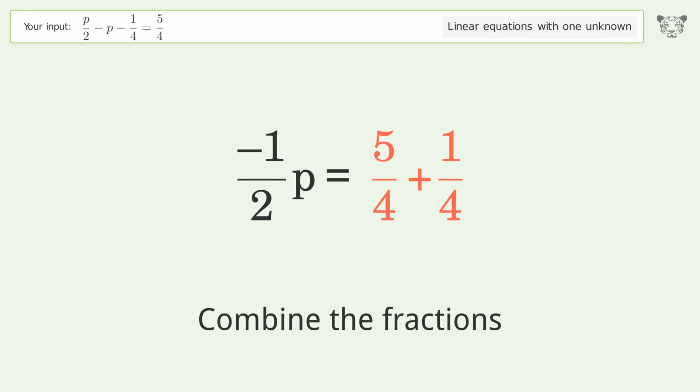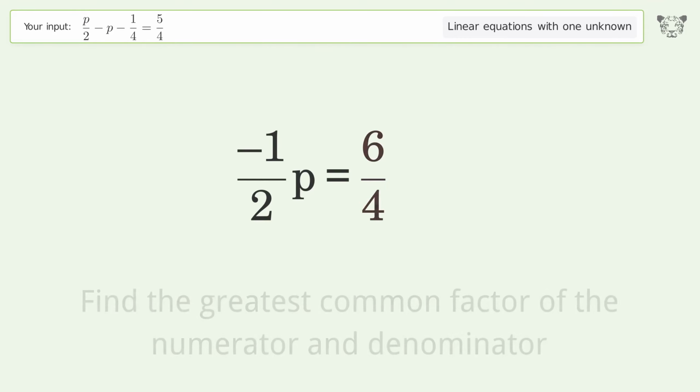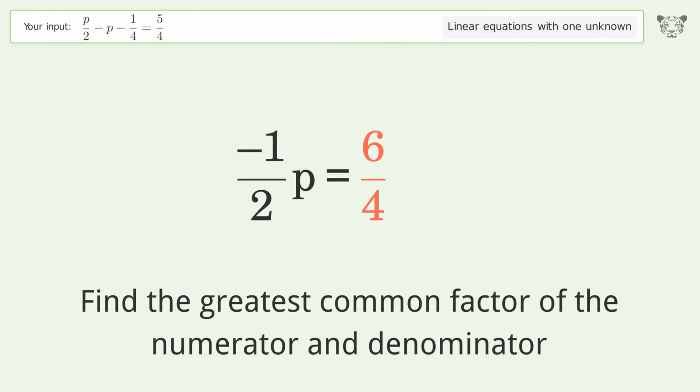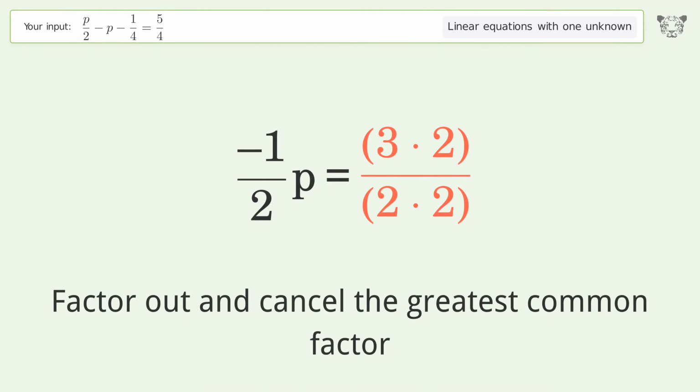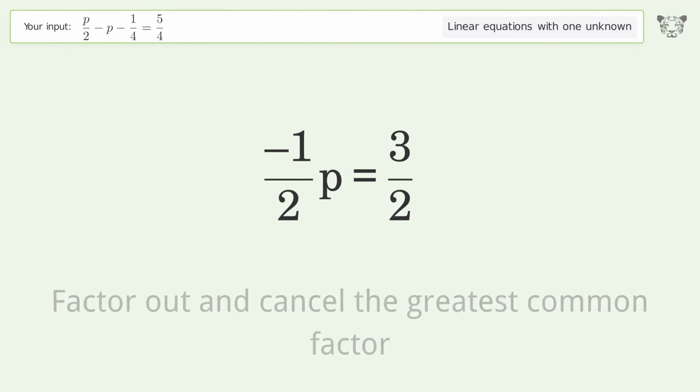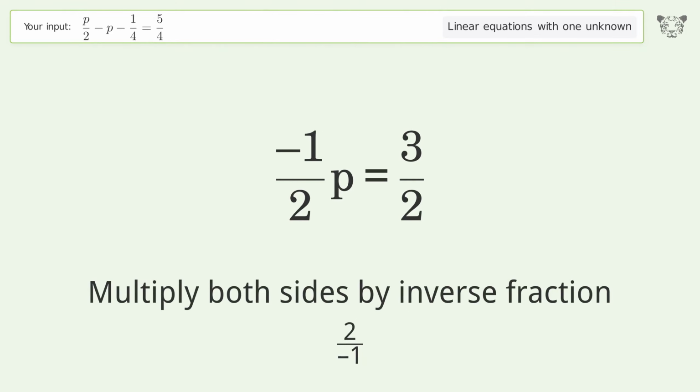Combine the fractions. Combine the numerators. Find the greatest common factor of the numerator and denominator. Factor out and cancel the greatest common factor. Isolate the p. Multiply both sides by inverse fraction 2/(-1).